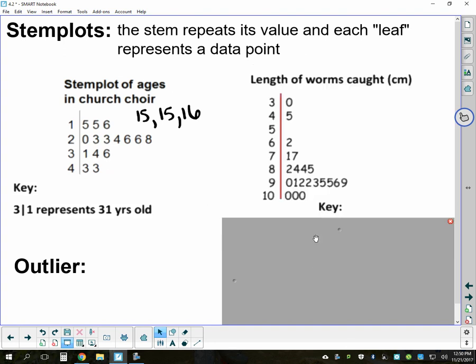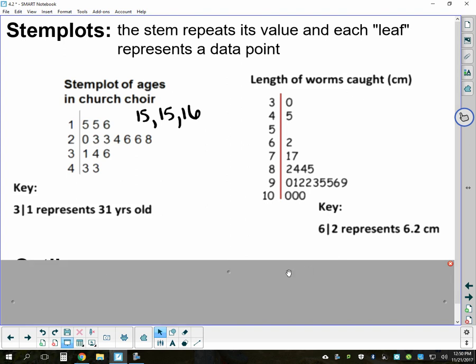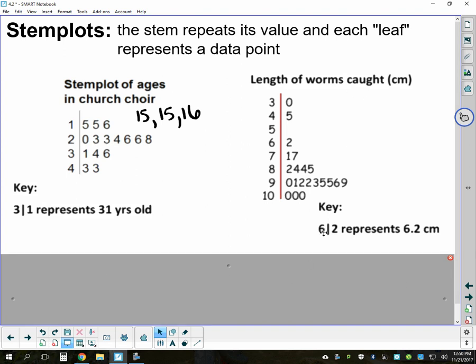This example over here, the length of worms that were caught in centimeters. Now check this one out. The 6 and the 2, it's not 62, it represents 6.2 centimeters. So this is 3.0, 4.5. Now there's no leaf on this one, which means you have no values that are 5 point anything. You do have a 6.2, 7.1, 7.7, etc. You can read those all through.